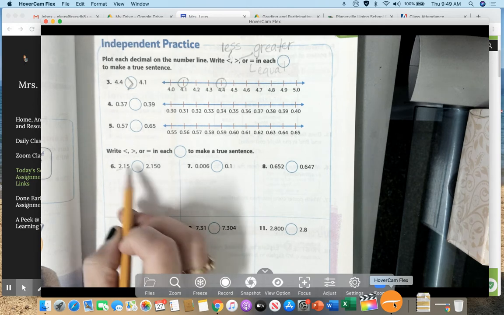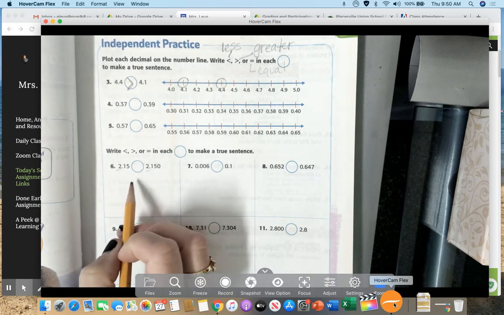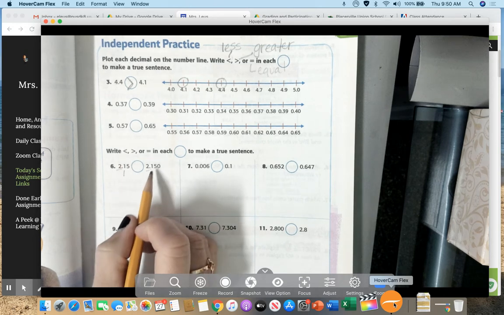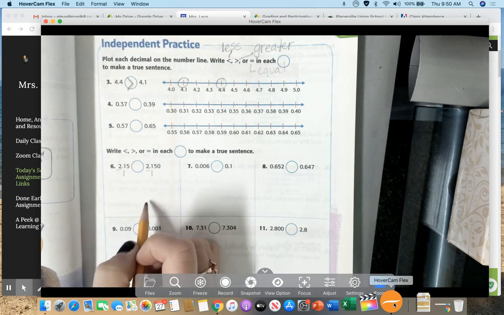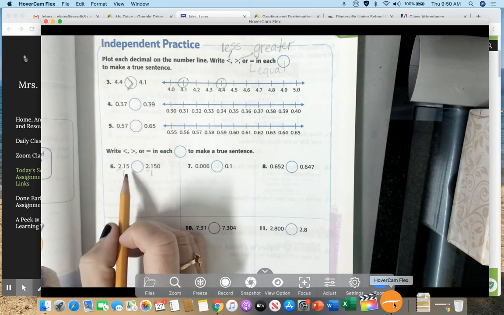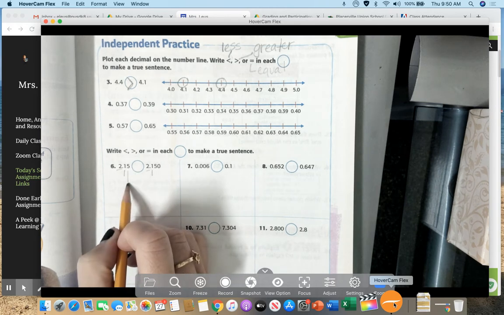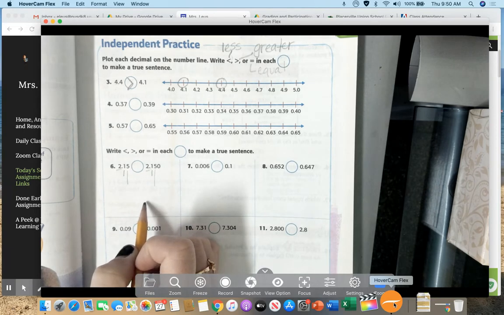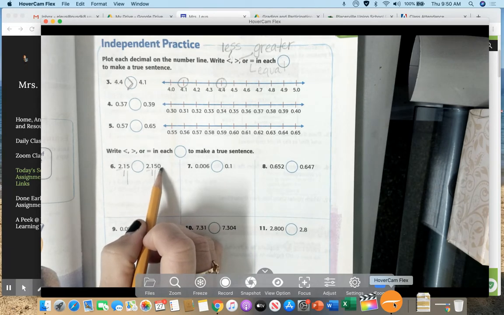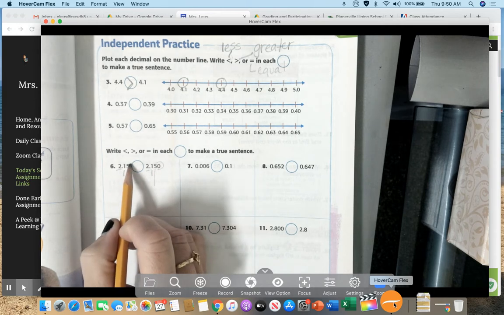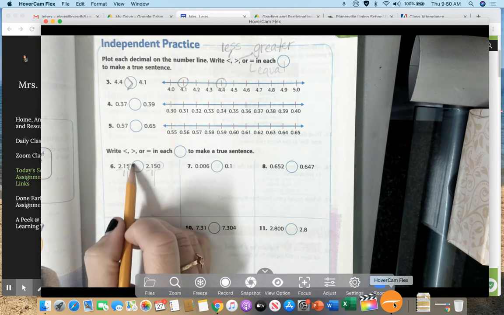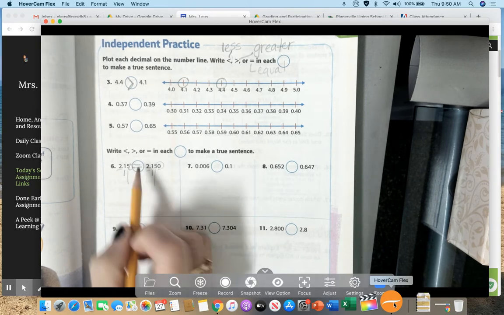So I have a 2 in the ones place and a 2 in the ones place. So far, they're both equal. Then I have a 1 in the tenths place and a 1 in the tenths place. So far, they're still equal. Then I have a 5 in the hundredths and another 5 in the hundredths. Still equal. Notice how I have a 0 here. Well, technically, I have an imaginary 0 here. So these are equal to each other, so we're going to put the equal sign.